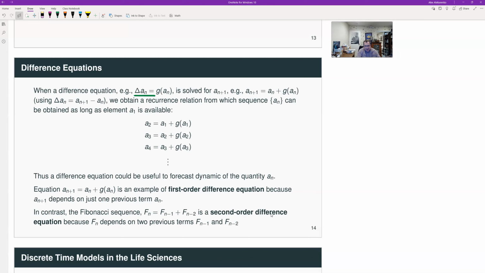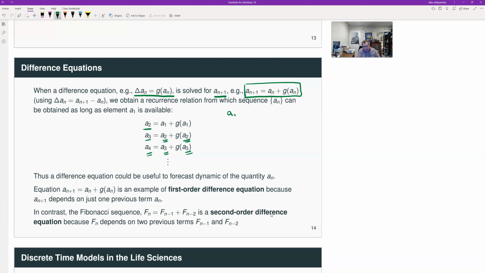Well, let's take a very, very simple difference equation. Here's the difference of a sub n is equal to some function evaluated at a n. And we can solve that difference for a n plus first, obtaining the following equation. And that equation looks just like a formula that defines a recursive sequence. So we can play with that formula. If we have a1, we can plug it into the formula to compute a2. Once we have a2, we can plug it into the formula to compute a3. Once we have a3, we can plug into the formula to compute a4, and we can compute the entire sequence. So here's the connection.